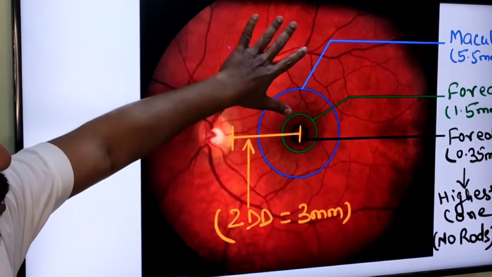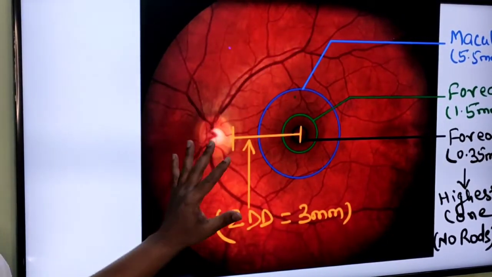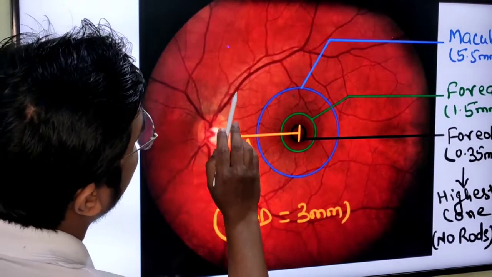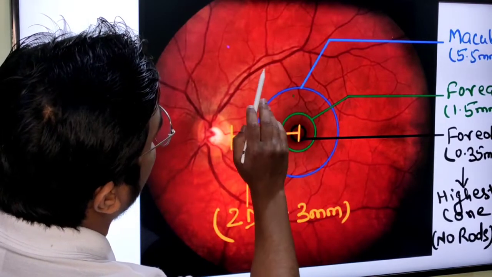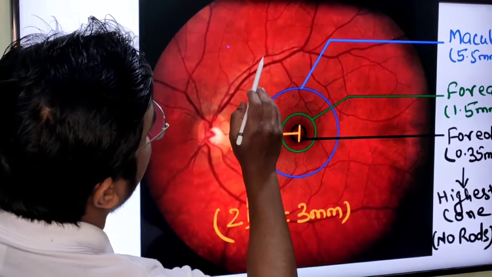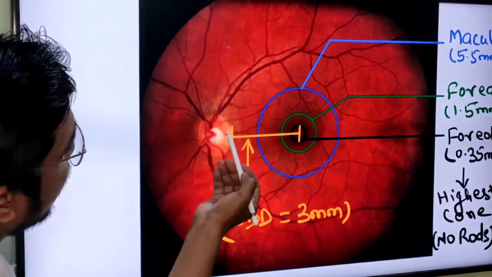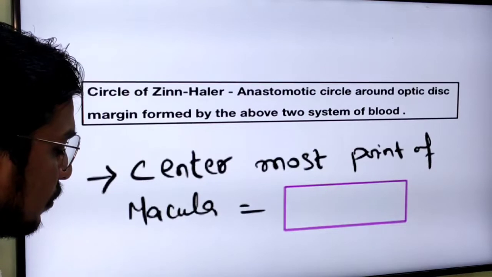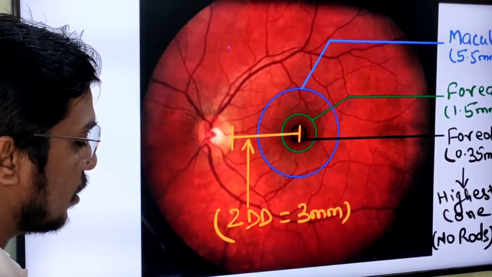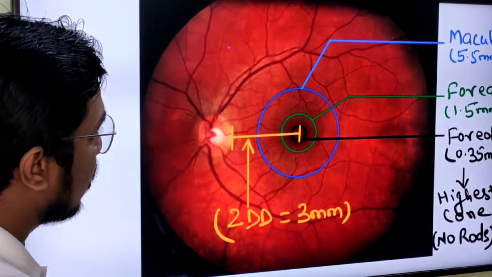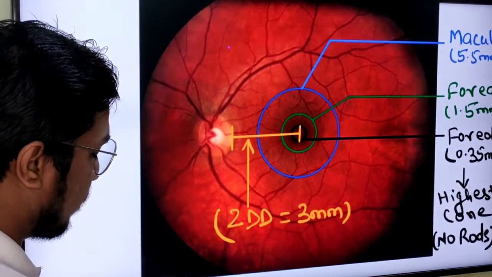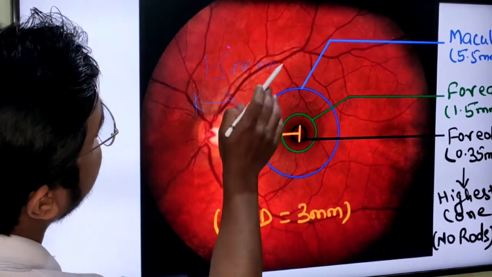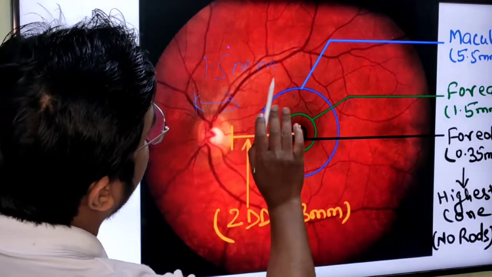Moving to this important point to understand. This is the normal retina I am talking to you about. Can you see this? This is what? This is the vein because it is somewhat dilated. And this is what? This is the artery. This is the disc. So the disc diameter is 1.5 millimeter.